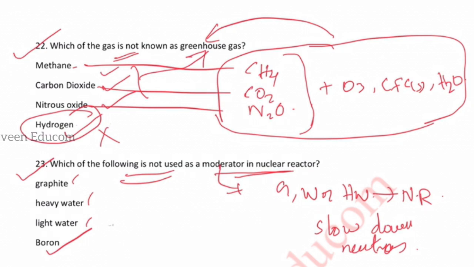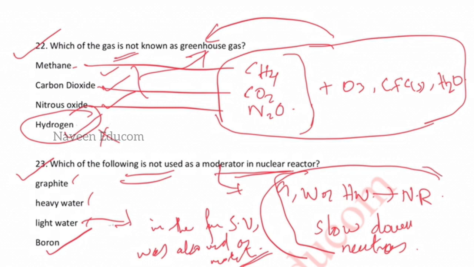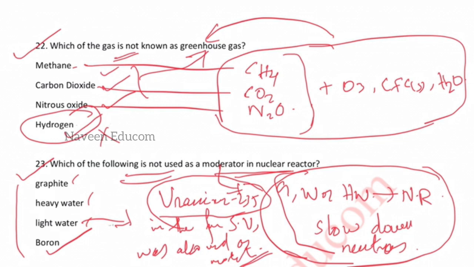The extra point you have to study is this one, and another less important thing is that in the former Soviet Union, light water was also used as a moderator. That's the only thing you have to study from this section. There is nothing much else, because you have to study which are the moderators and why a moderator is used: to slow down the neutrons in the nuclear reaction. That's all regarding it.